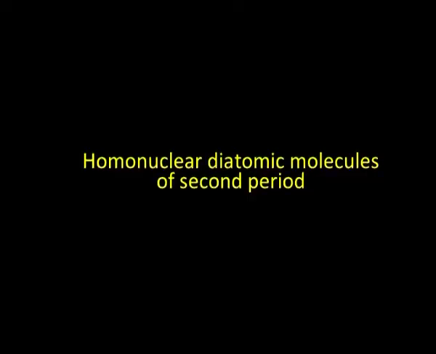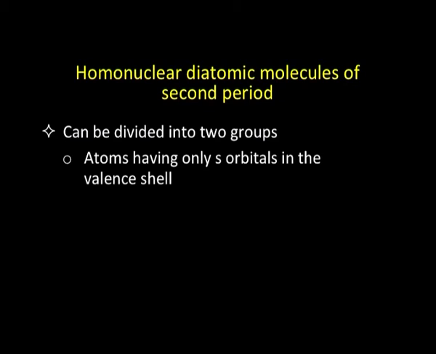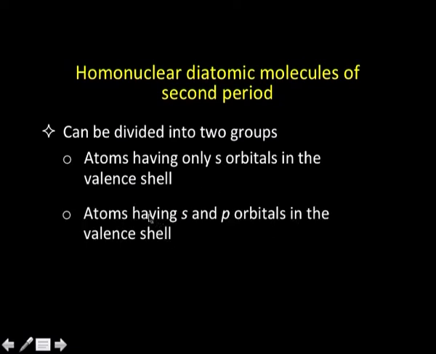What we just talked about so far was the first period, that is hydrogen and helium. Now, let us move further and take up homonuclear diatomic molecules of the second period. In the second period, if you look into the diatomic molecules, we can divide them into 2 groups. The first group is the atoms which have only s orbitals in the valence shell, and the second is the atoms having s and p orbitals in the valence shell. Here we will have lithium and beryllium, and here the rest of the atoms of the period will come.